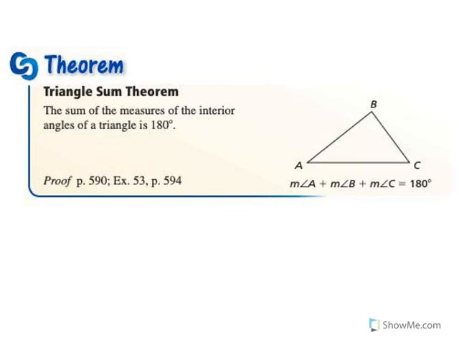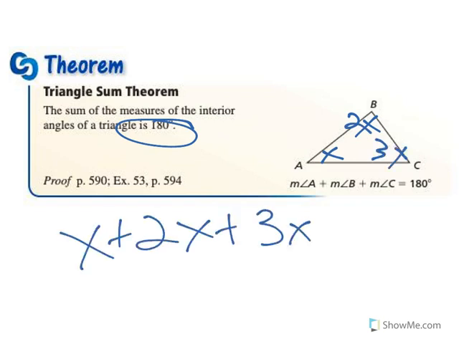This theorem, remember a theorem is just a fancy geometry word for a rule, something that we know to be true every single time. And this one you should already know: the three angles inside a triangle add up to 180. So if you had x, 2x, and 3x, you could say that x plus 2x plus 3x equals 180, solve for x, which is what you'll be doing.